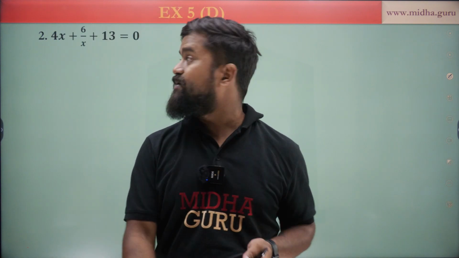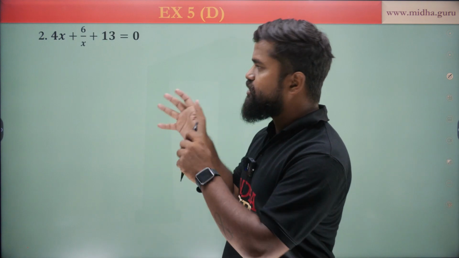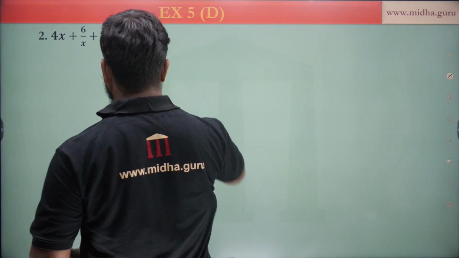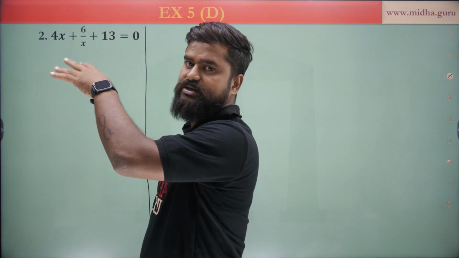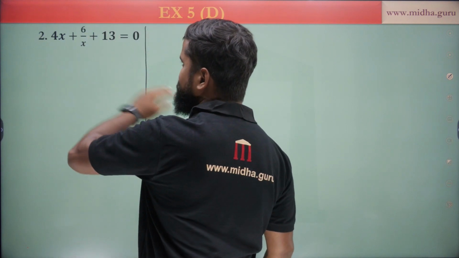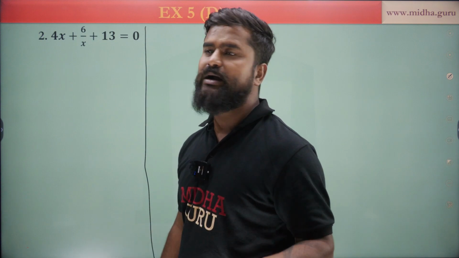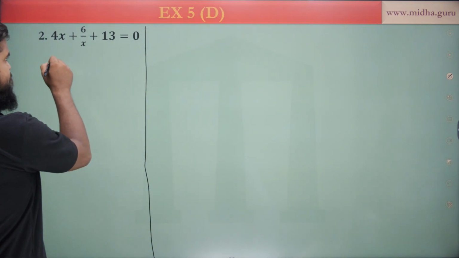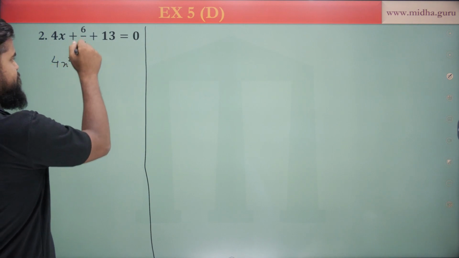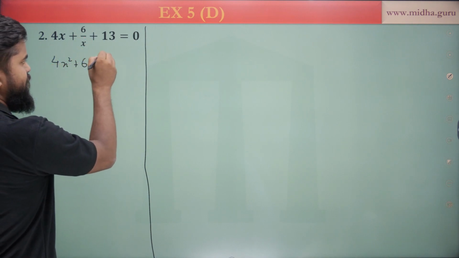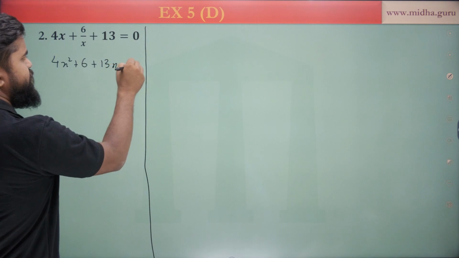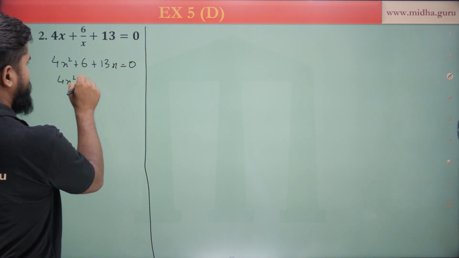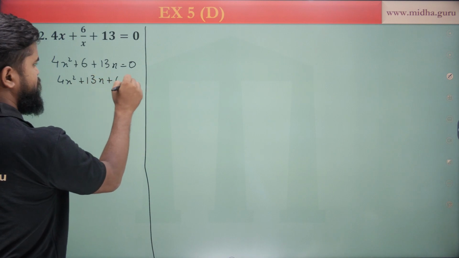Now moving on to the next equation, it is 4x plus 6 by x plus 13 is equal to 0. Since this does not look to be in the standard form, we can either take the LCM as x, or we can simply multiply x to the entire equation. If we multiply x, we will get 4x squared plus 6, and 13x is equal to 0 into x, which is 0. So again we will write it as 4x squared plus 13x plus 6 is equal to 0.